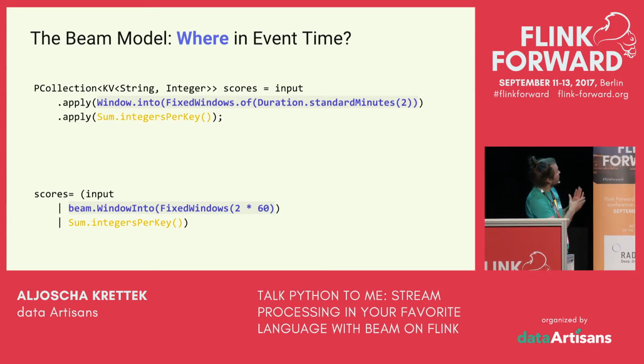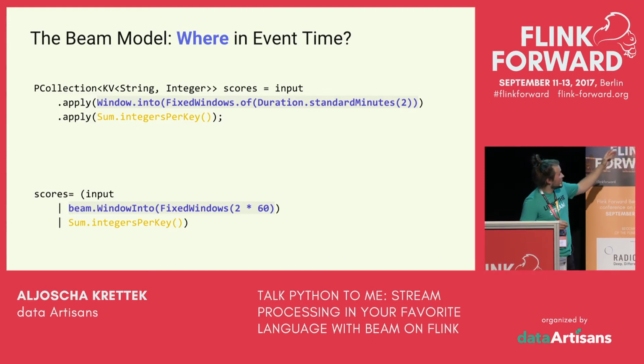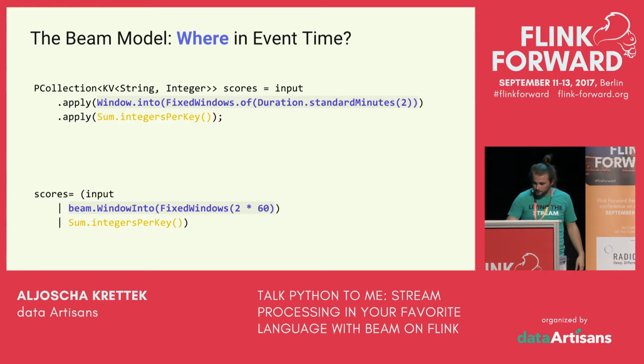Then the next question that we answer is where in event time. For this, we specify a window. So here we say we want to split our data into windows of 2 minutes. And we do the same for Python. And as I said, you can use this pipe to string together transformations. So here we have the window into followed by the sum.